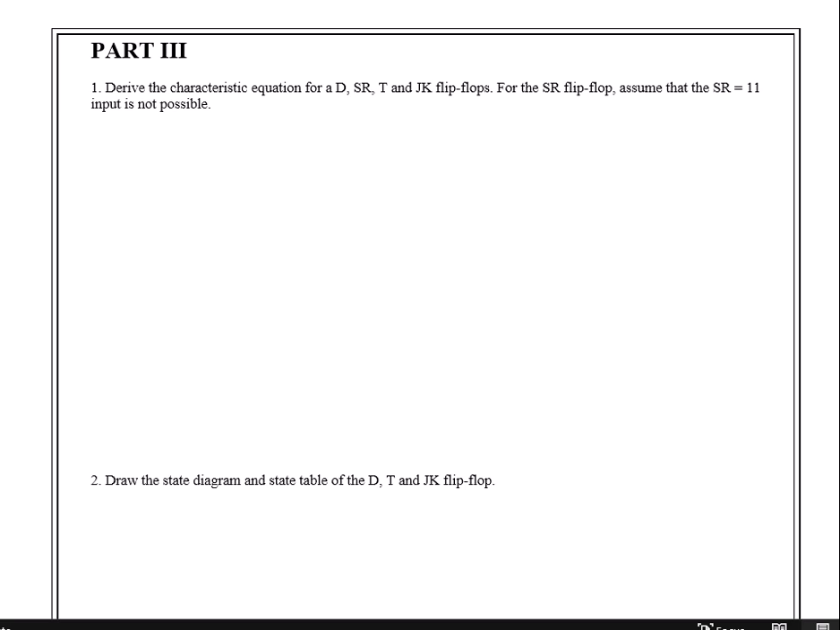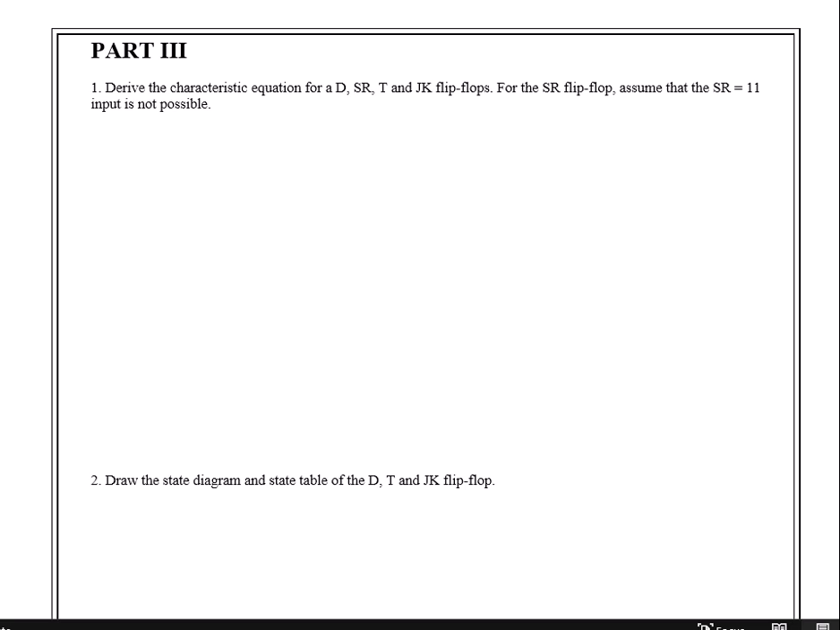Okay, so we're going to start off looking at deriving the characteristic equations for D, SR, T, JK flip-flops. And for the SR flip-flop, we are to assume that the SR equals 1, 1 input is not possible. So we have to know how these flip-flops work.